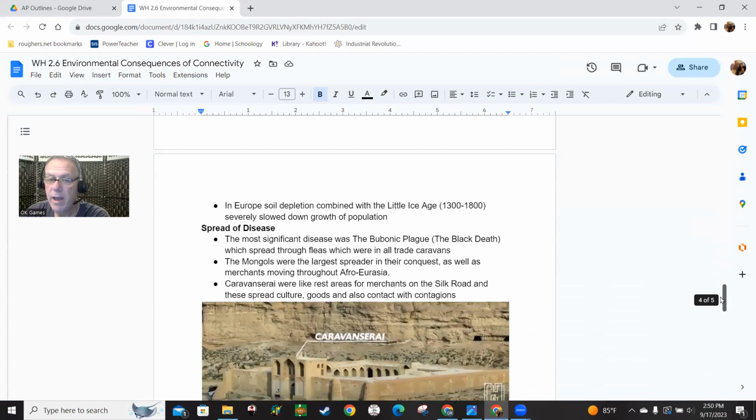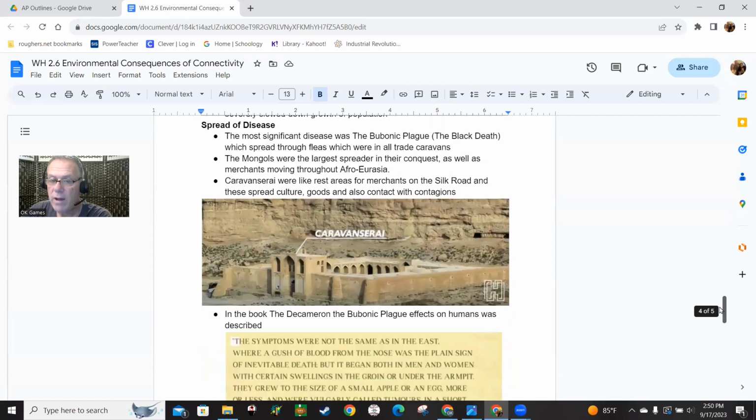Another environmental impact is the Little Ice Age that's going to devastate Europe. So combined with soil depletion, the bubonic plague, and the Little Ice Age, it's amazing that Europe is still around. But these are some of the environmental effects. The main two, again, I'm going to restate it because it's important, are plant life that are used for food and the bubonic plague, although you can have the Little Ice Age as particular to Europe. And with the plant life, you can also talk about soil depletion.